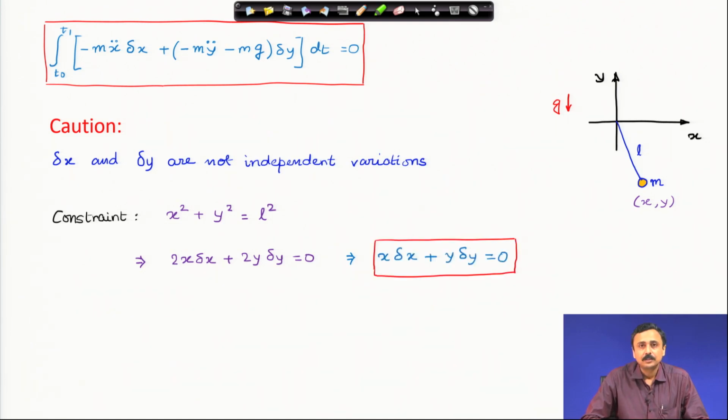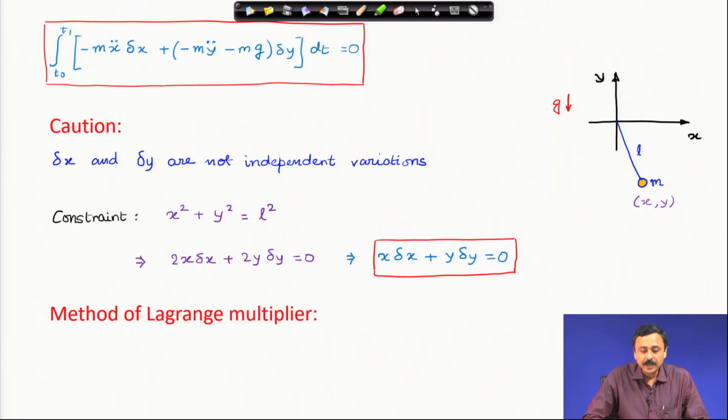This is our relation between delta x and delta y. We could have replaced one in terms of the other and written the whole thing in terms of a single independent variation or virtual displacement, but we are not going to do that. What we are going to do instead is introduce a Lagrange multiplier. We are going to introduce this constraint using a Lagrange multiplier into our variation, the integral on the top.